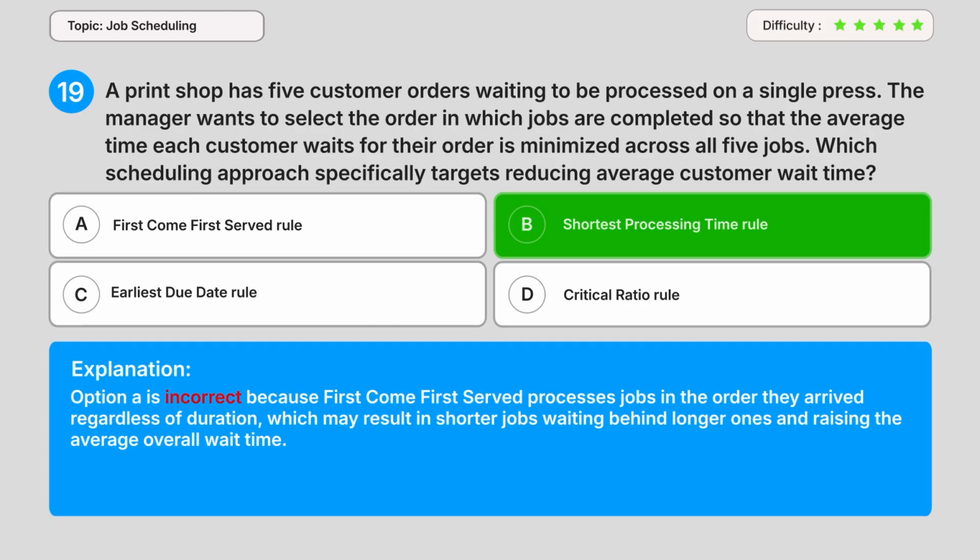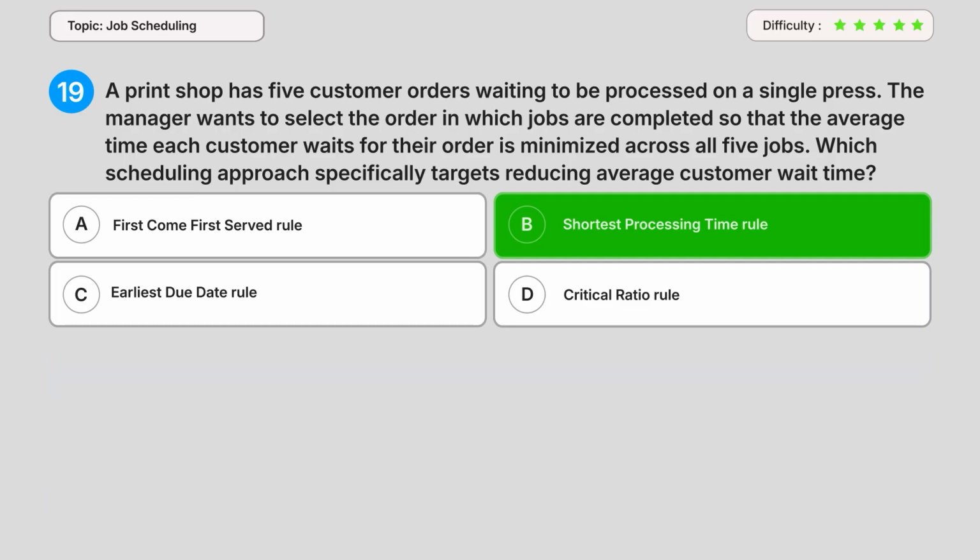Option A is incorrect because first come, first served processes jobs in the order they arrived, regardless of duration, which may result in shorter jobs waiting behind longer ones and raising the average overall wait time.